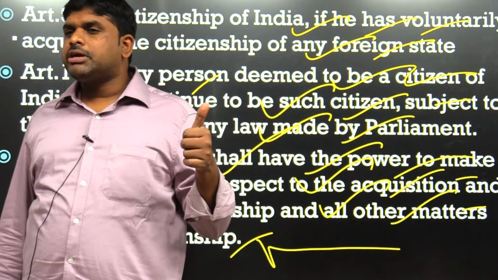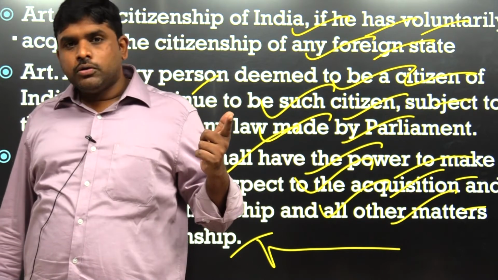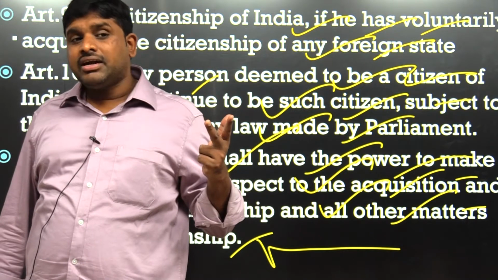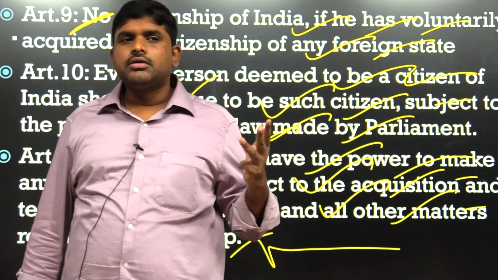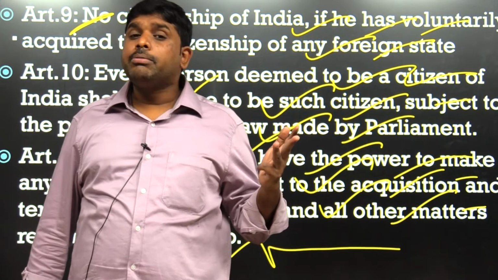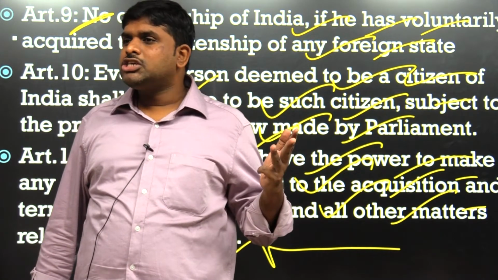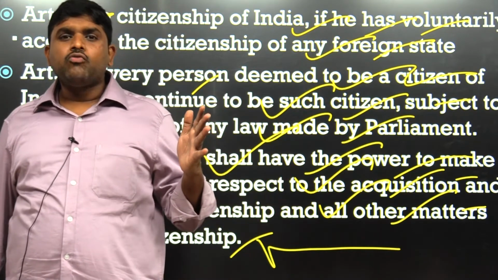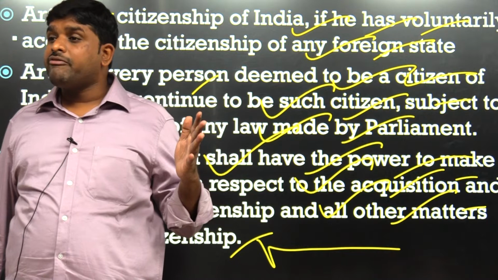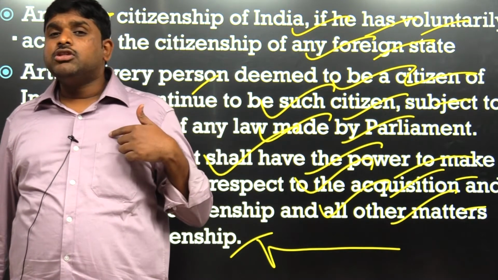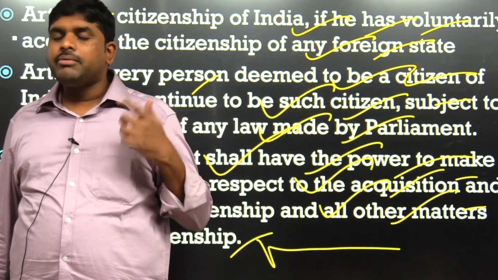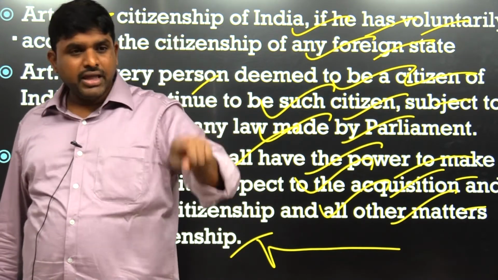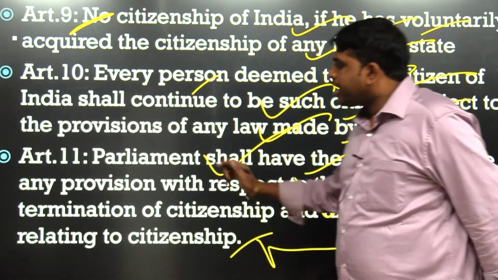At the time of commencement of the Constitution. 6th article? Migrated to India. 7th article? Migrated to Pakistan but came back to India for resettlement. 8. People of Indian origin who are residing outside but still want to get the citizenship of India. 9. Voluntarily giving up citizenship by getting the citizenship of a foreign country. 10. In order to continue the citizenship, I have to follow the laws of the Parliament. 11. Citizenship is determined not by the state legislature, but ultimately based upon this article.